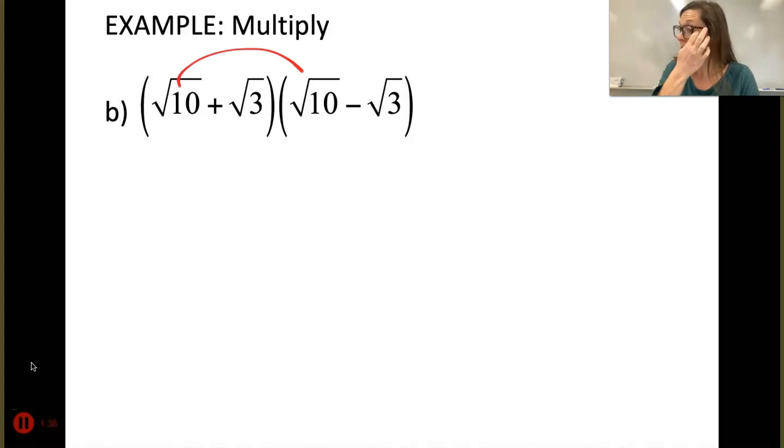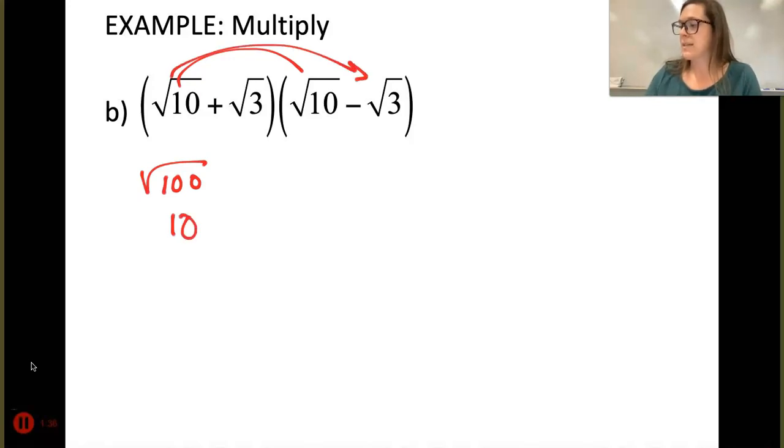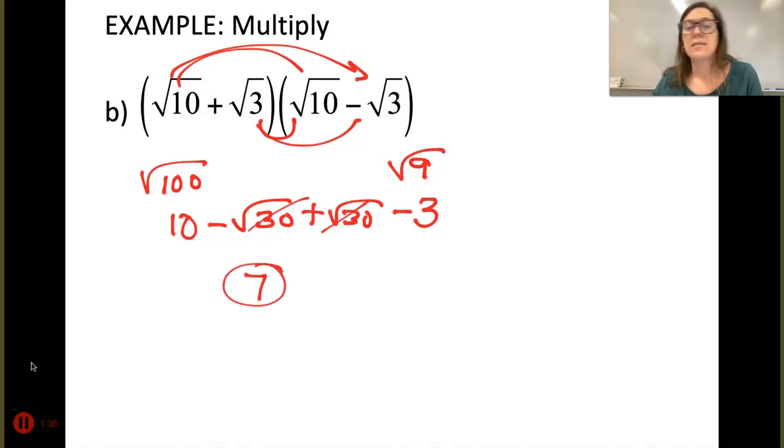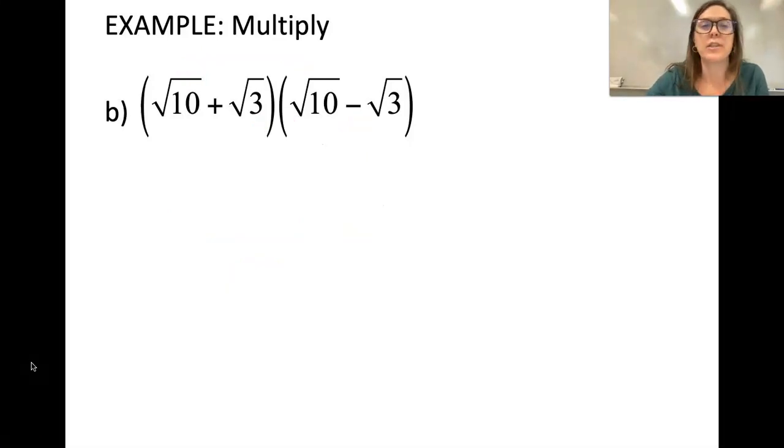So the square root of 10 times the square root of 10 is the square root of 100, which is 10. The square root of 10 times the negative square root of 3 is negative the square root of 30. Here I get a positive square root of 30. And here the square root of 3 times the square root of 3 is the square root of 9, which is 3. A positive times a negative is a negative 3. So now when I combine my like terms, my two middles cancel, and I'm left with 10 minus 3, which is 7. Now keep that in the back of your brain for when we get to dividing and we talk about conjugates.